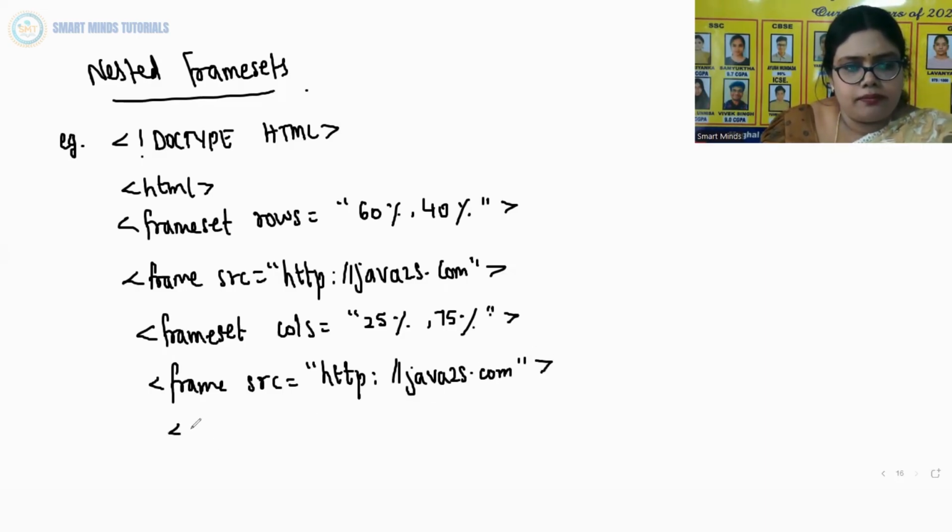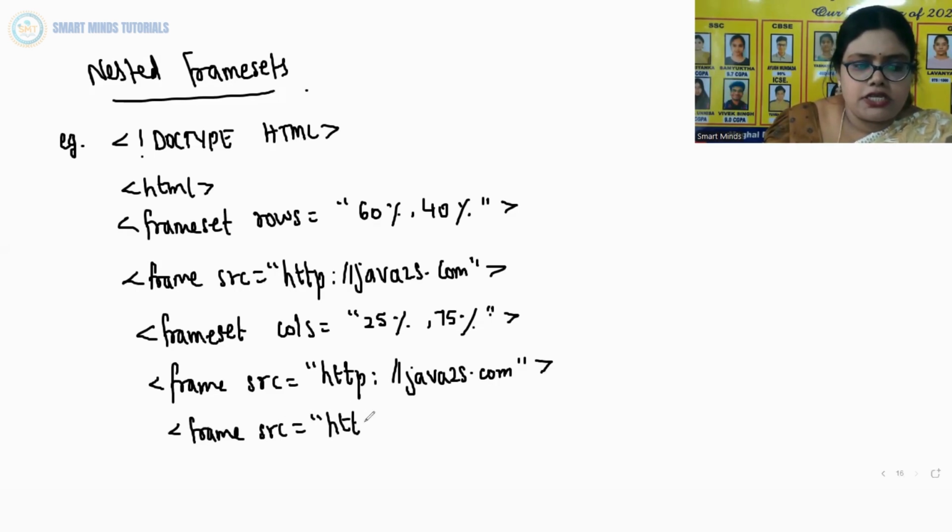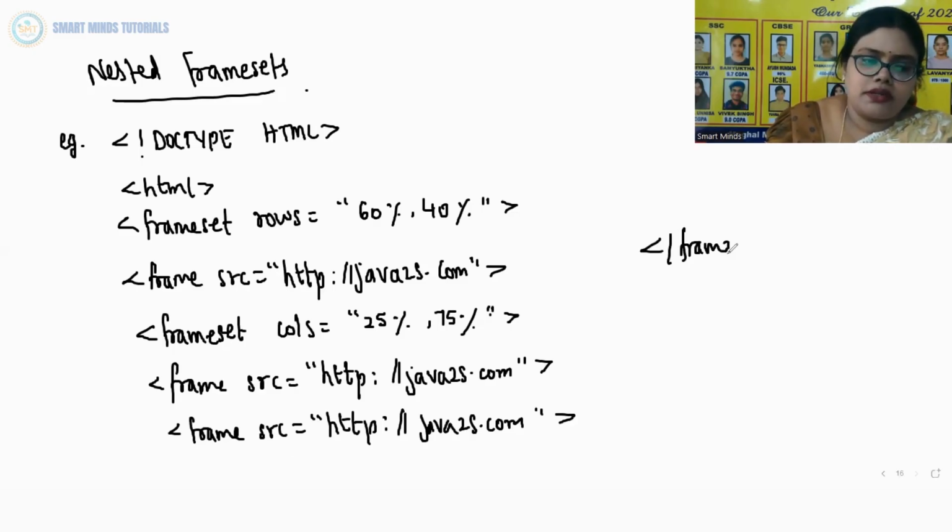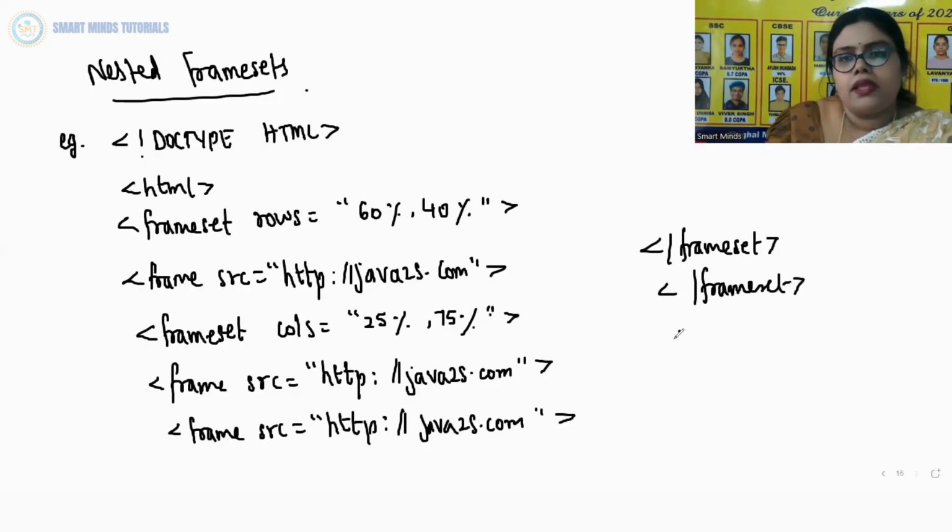Then one more. Frame src equals http://java2s.com. Then close the frameset tag, then again close the frameset tag, and then close the html tag.